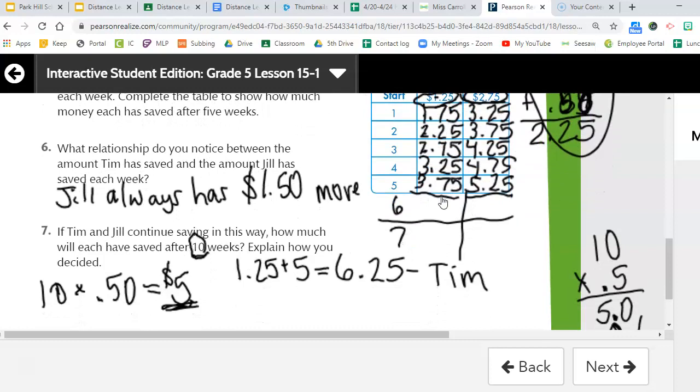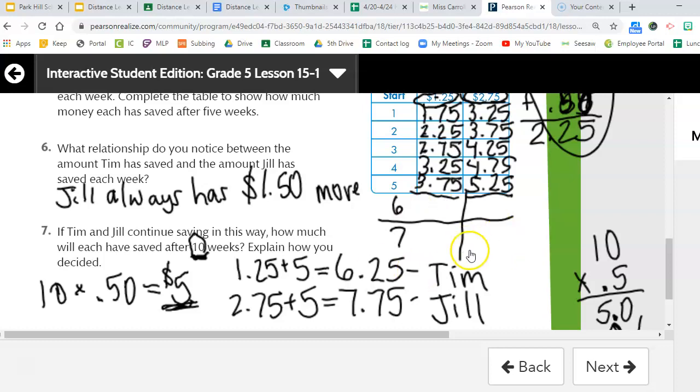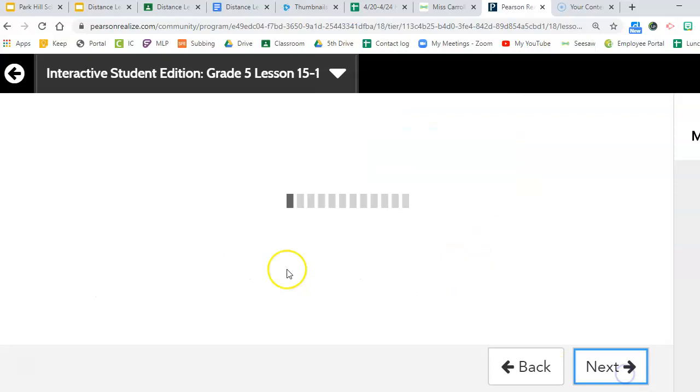And then I would do the same with Jill. Jill started with $2.75. Now I'm adding that $5 on for the 10 weeks, okay? 2 plus 5 is 7, and then at the end is that 75 cents. So Jill ends with $7.75. So you're just looking for the pattern each time, okay? We're going to do one more.